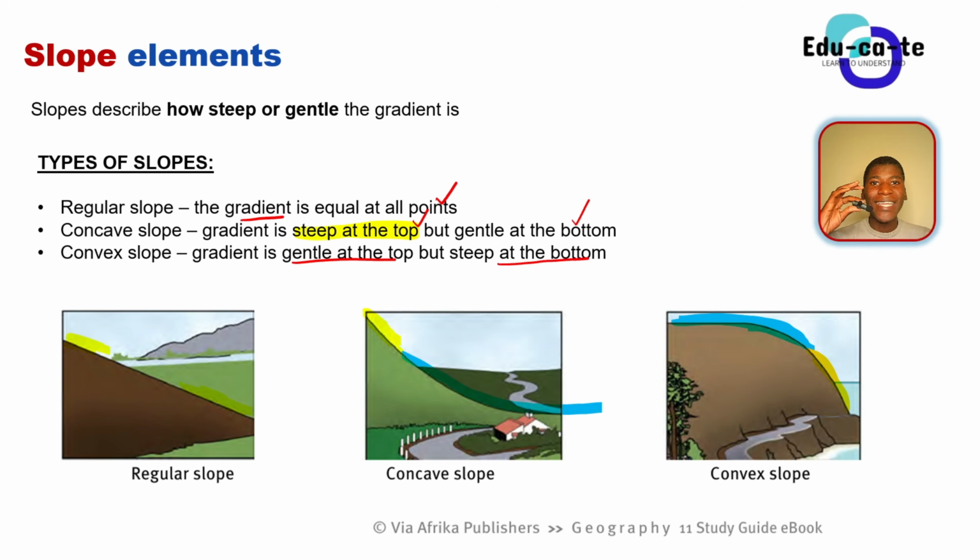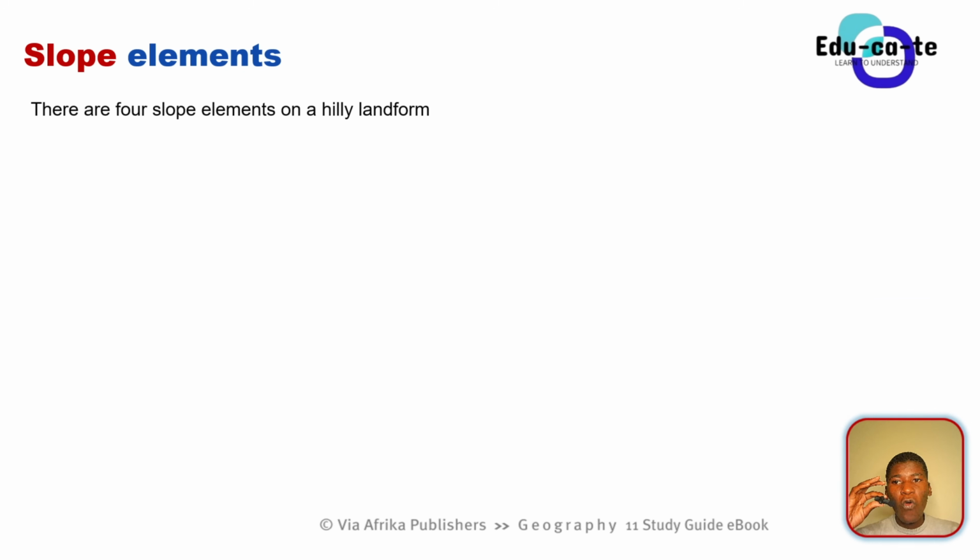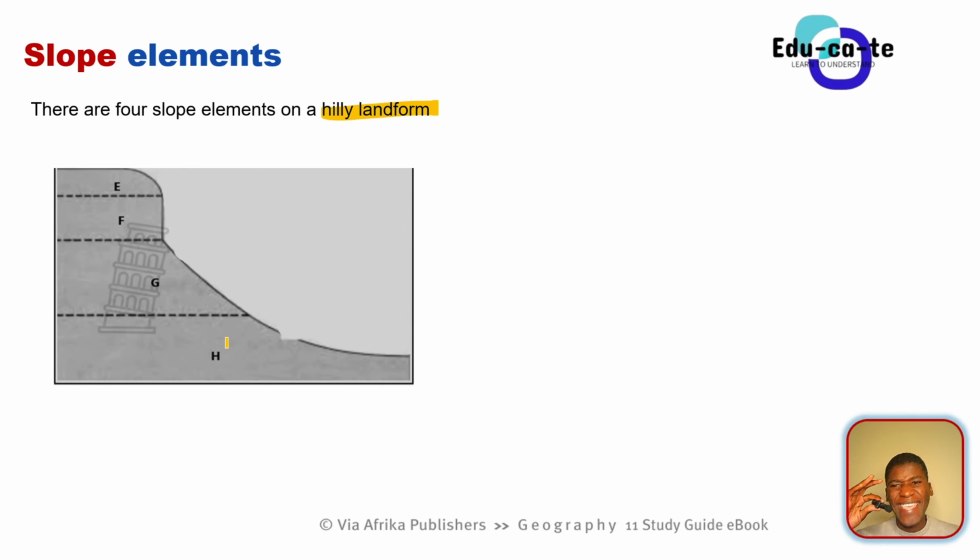Now, let us look at the slope elements. We have four main slope elements that we find on a hilly landform. A hill looks like this. This is a typical diagram representing a hilly landscape. This is the top of the hill, and then you are going down, down, down, and there you have it.